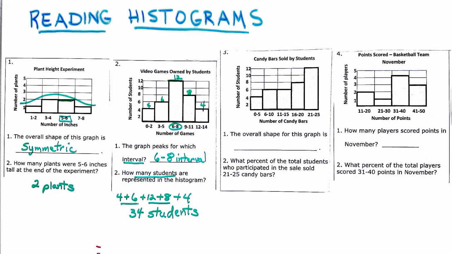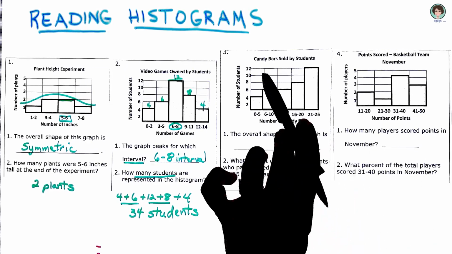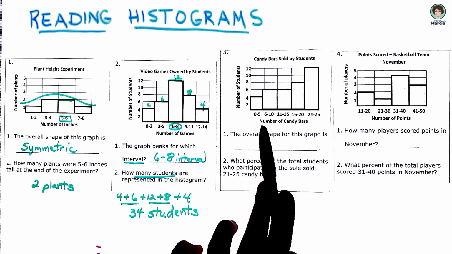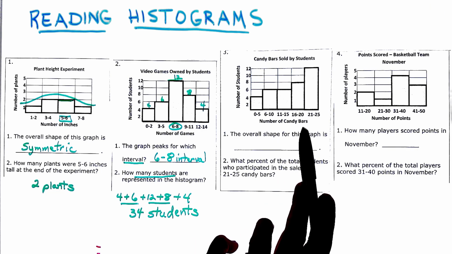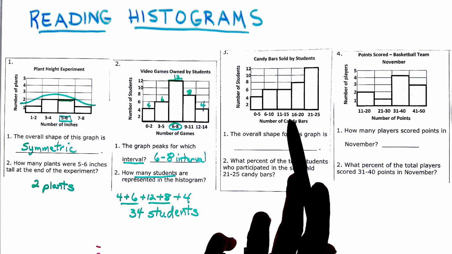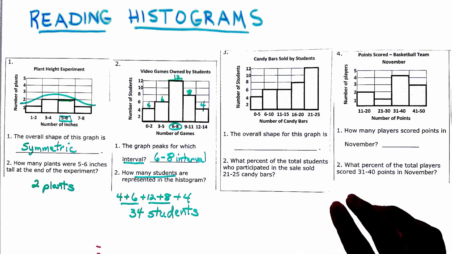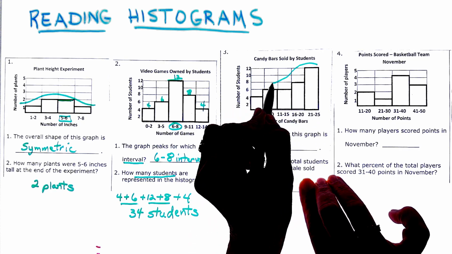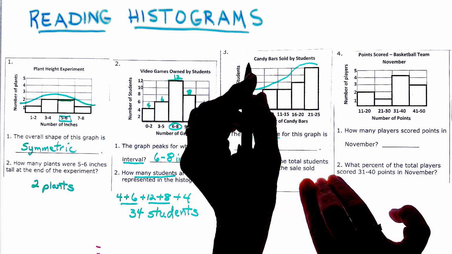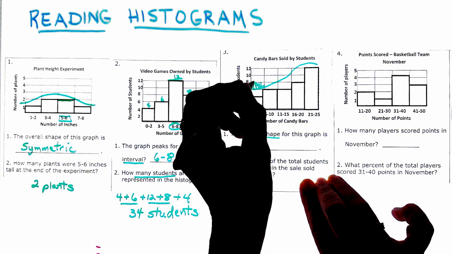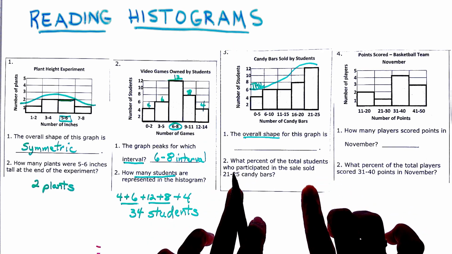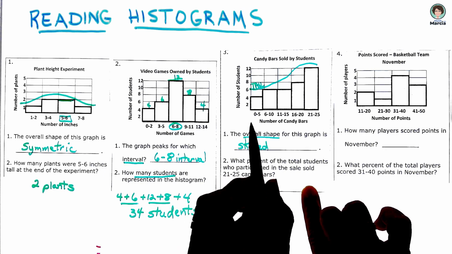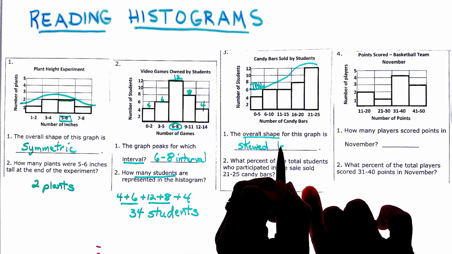All right, the third histogram is talking about candy bars sold by students. Notice, number of students in intervals of 2. And now we have our number of candy bars, and apparently they sold a lot. Notice my intervals are larger here. We want to know the overall shape of the graph, so we draw our line here. I can see that I have my tail there, stretching out long. So this definitely is skewed, and since the tail is on the left, it is skewed left.